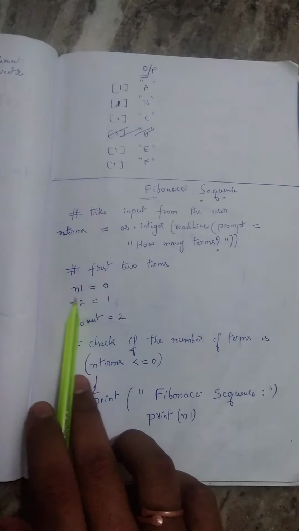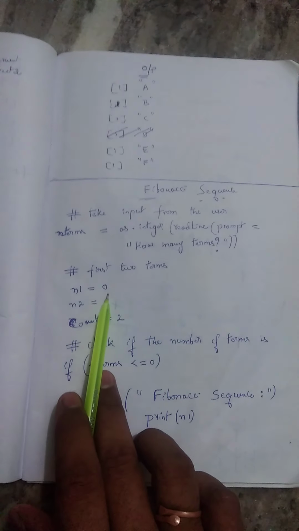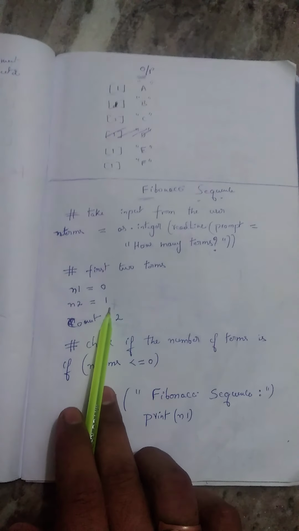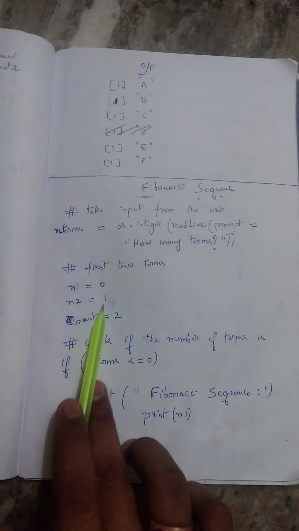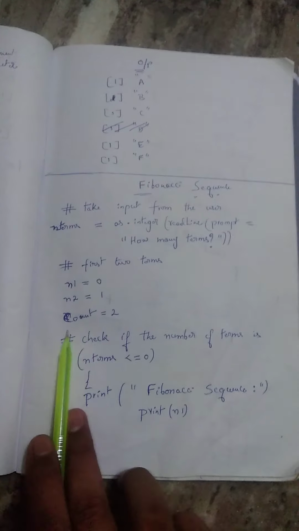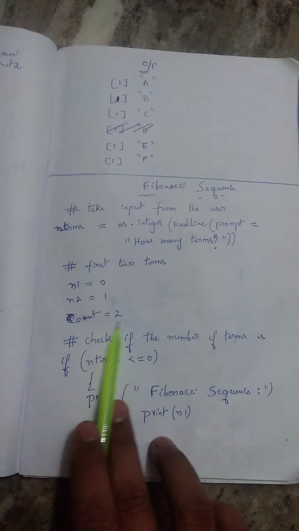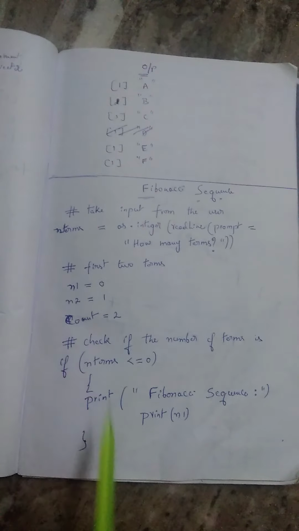For the first two terms, I am assigning values. In n1 I assign 0, in n2 I assign 1. That means 0 is assigned to n1 and 1 is assigned to n2. In count we have the value 2. 2 is assigned to count.